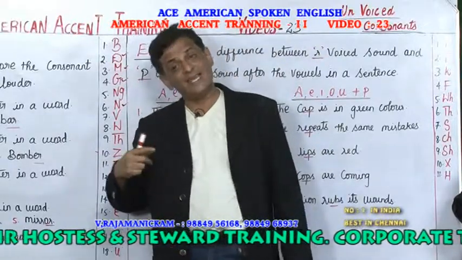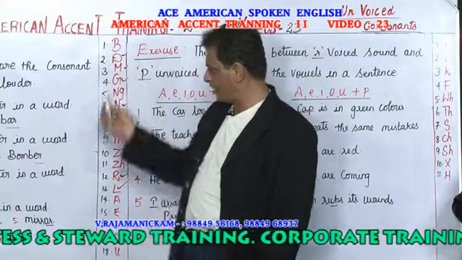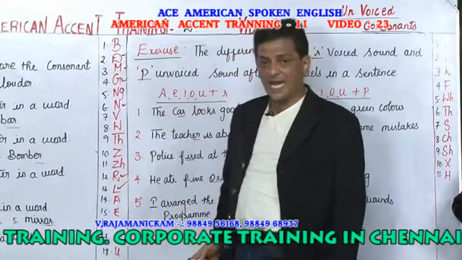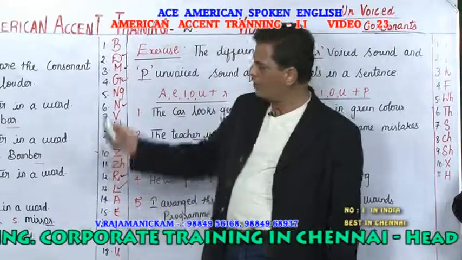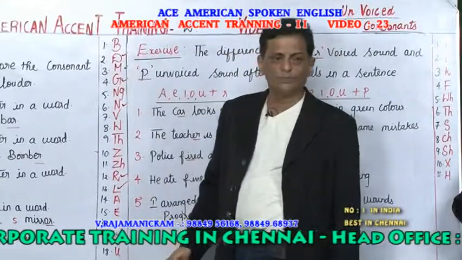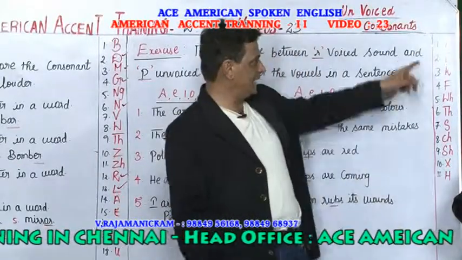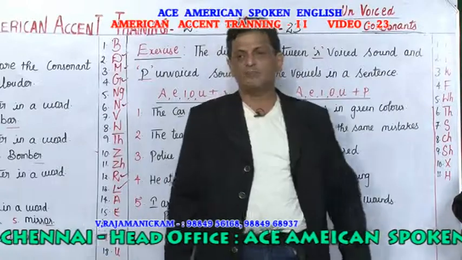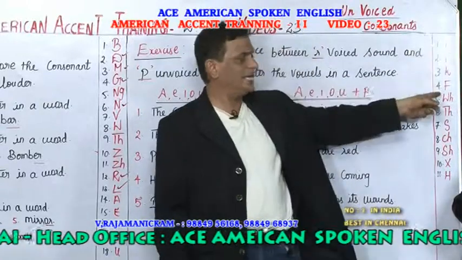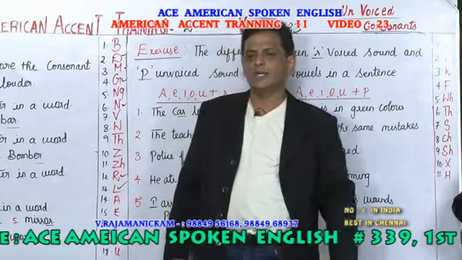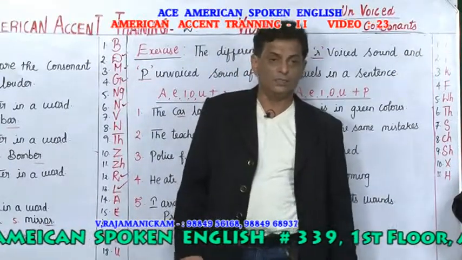If A is there, A. If E comes before all these sounds, E. If I comes before all these sounds, I. If O comes before all these sounds, O. If U comes before all these sounds, OO. But here, before P, T, K, if A, E, I, O, U comes, you are reducing. A plus P, you say A.